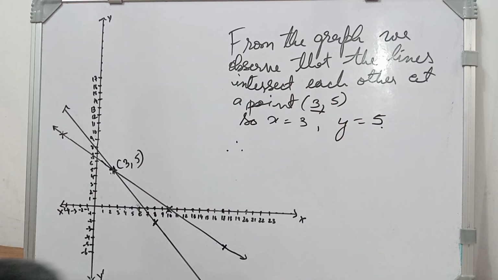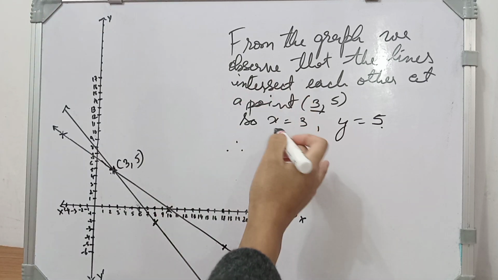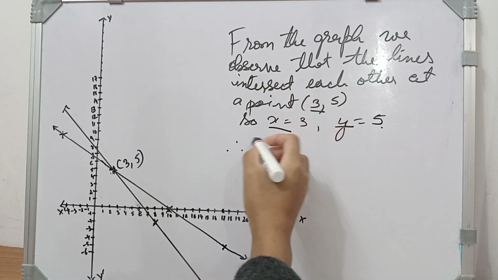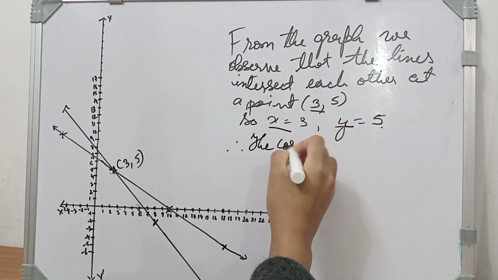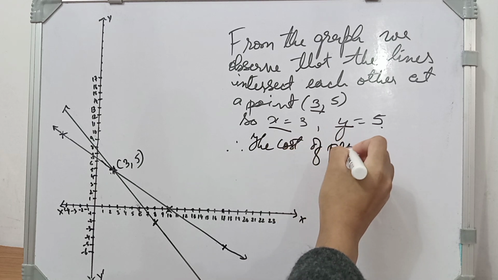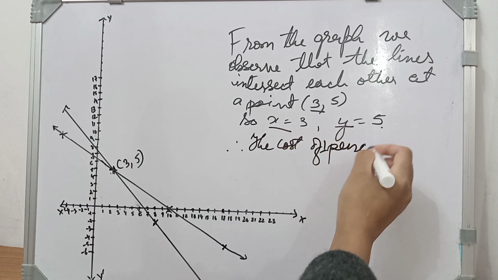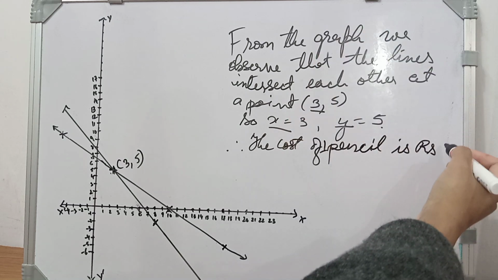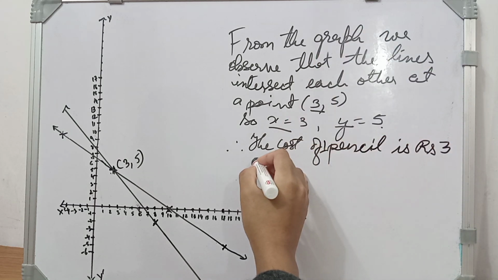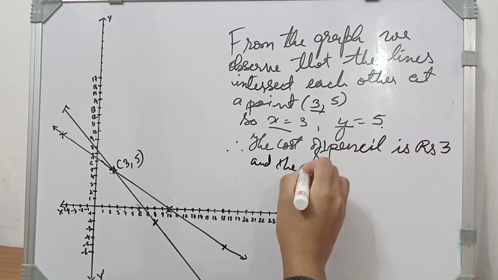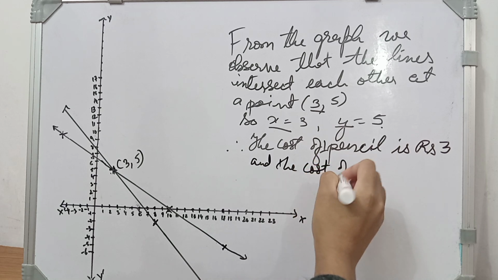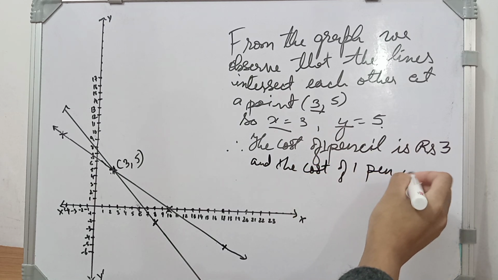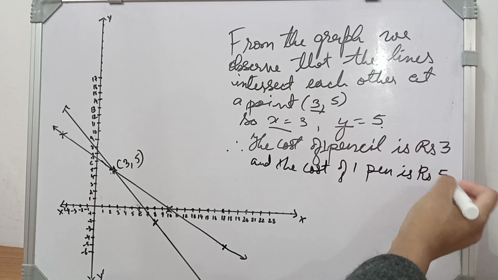Therefore, let the cost of pencil be x and cost of pen be y. Therefore the cost of one pencil is Rs 3, and the cost of one pen is Rs 5.